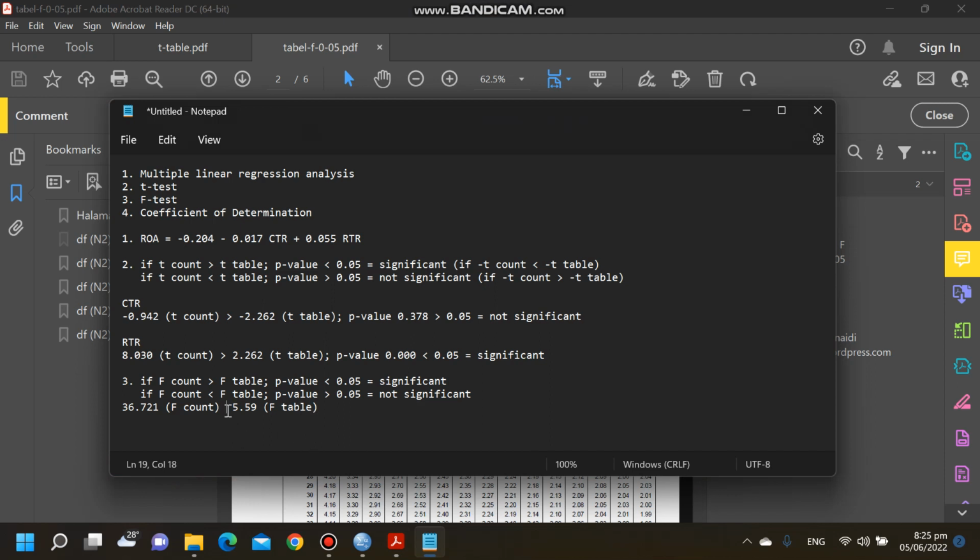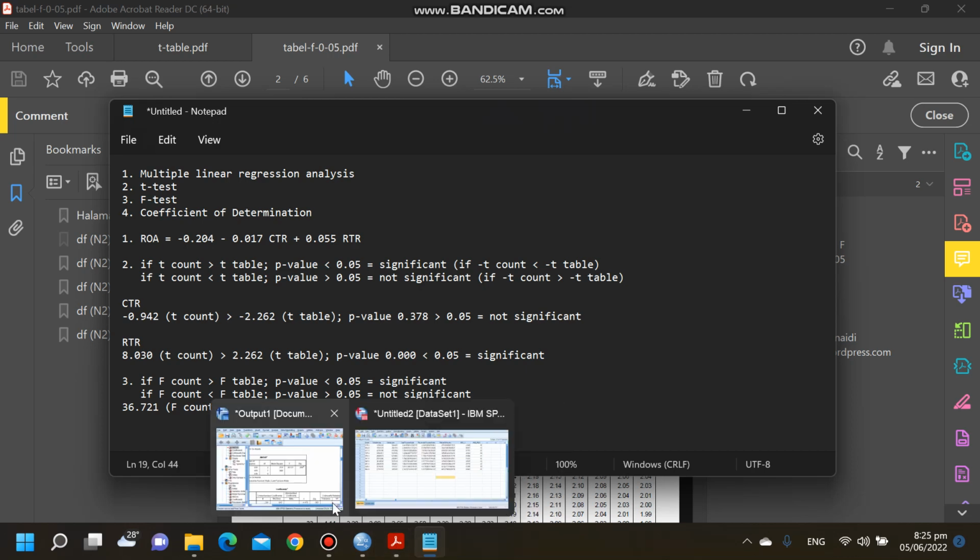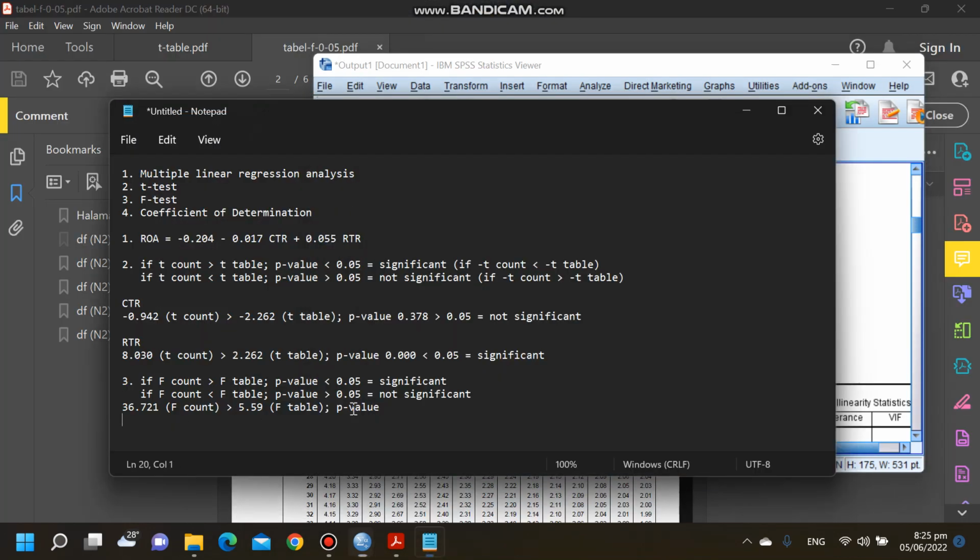So this is more than, and then our p value is 0.000, so less than 0.05. It means it is significant. So we can say that both the cash turnover ratio and receivables turnover ratio simultaneously have significant influence towards ROA.